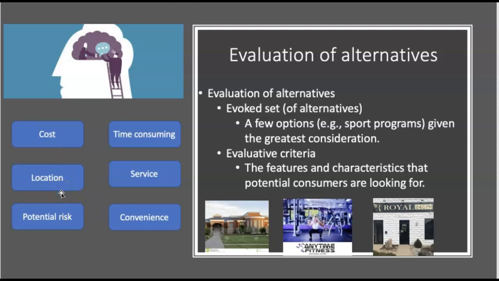Location, we talk about the rec center close to my workplace, the fitness center close to my house. They are all good options, right? Real 24 Gym is a little bit far away from my office, also a little bit far away from my house, so it might not be quite ideal. Potential risk, right? The rec center is obviously located in the university. It's pretty stable, and Anytime Fitness is also a very big franchise, right? So the potential risk will be low, right?